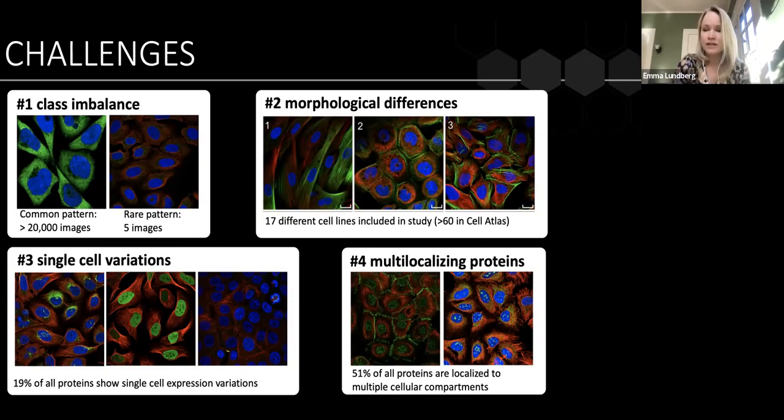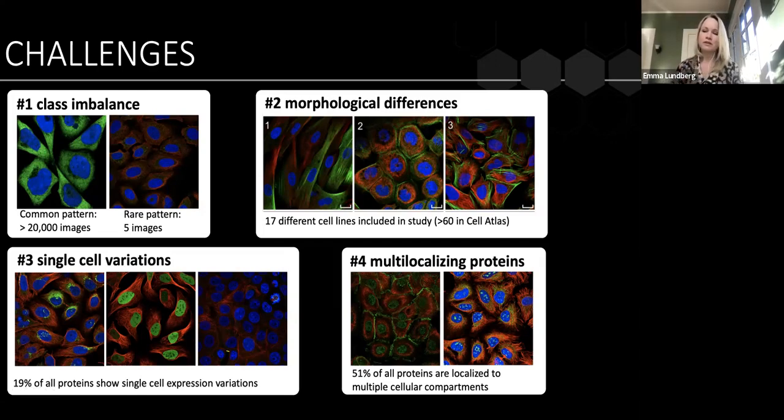So we work with many different cell lines, and we need machine learning models that are very generalizable. This is the same protein in actin filaments in 3 different cell lines, as you see here. Then we have the single cell variations for 19% of all proteins. And we know that half of all proteins localize to 2 or more compartments in the cell. So we really need models that are capable of multi-label classification.